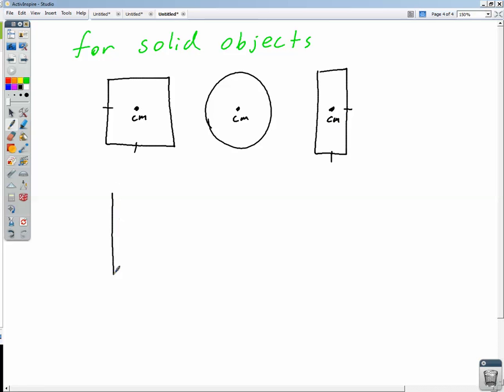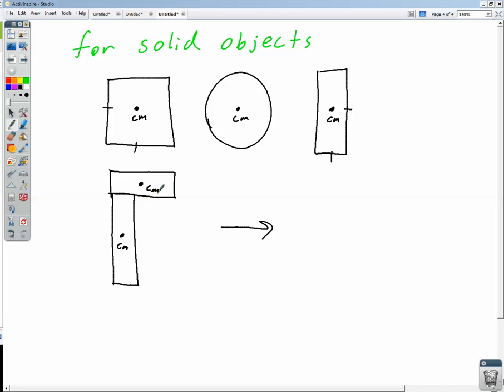So for instance, if we take one rectangle here and we add another rectangle here, this might be how we model a hammer or an axe. And you want to throw this axe that way, it's going to rotate around the center of mass. You want to know what that center of mass is. Piece of cake, find the center of mass of one rectangle, find the center of mass of the other rectangle.